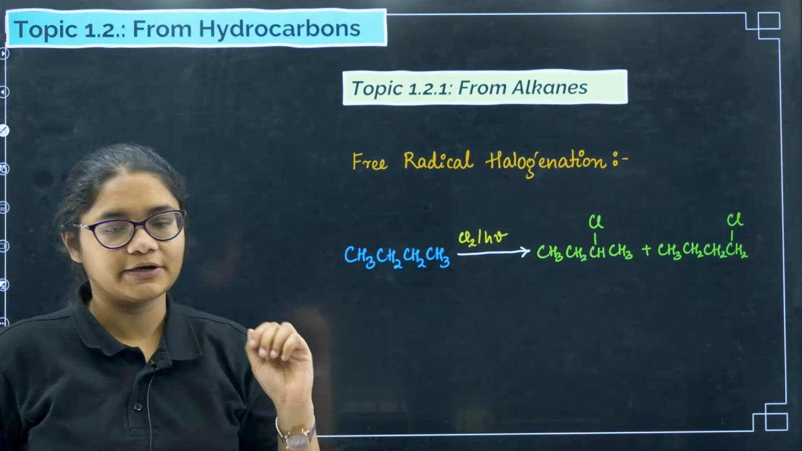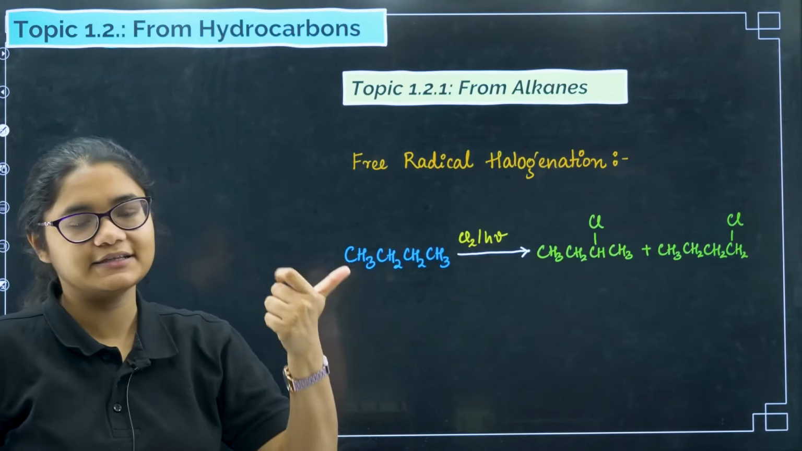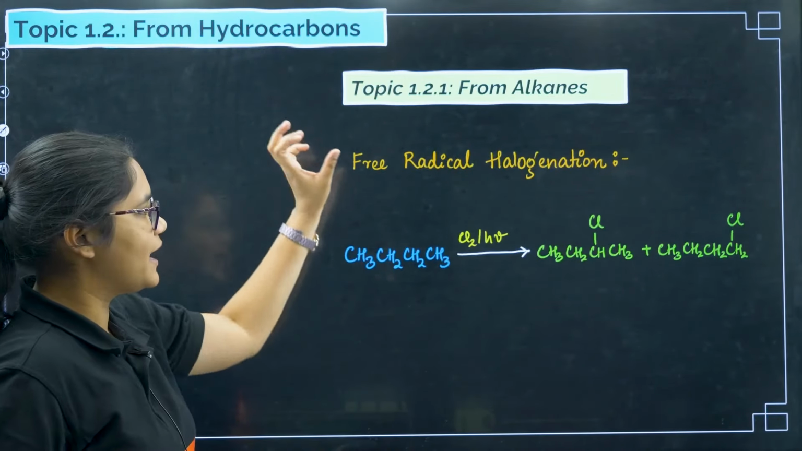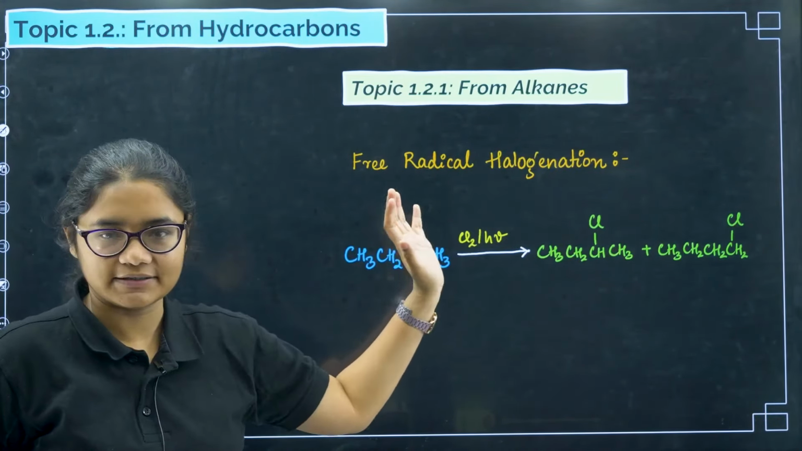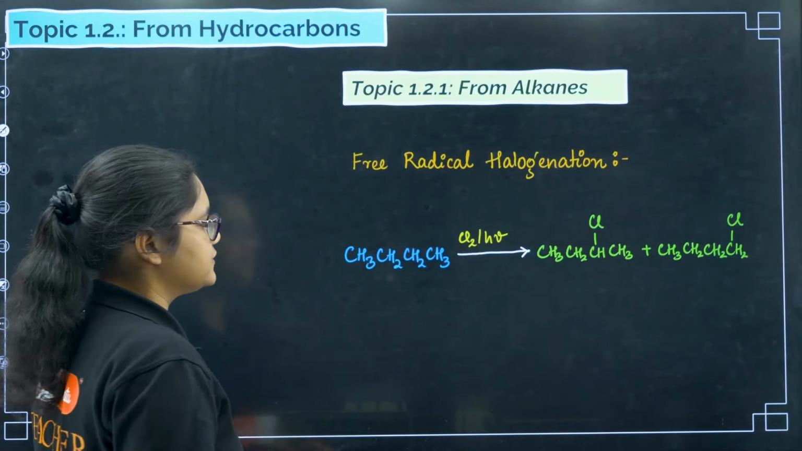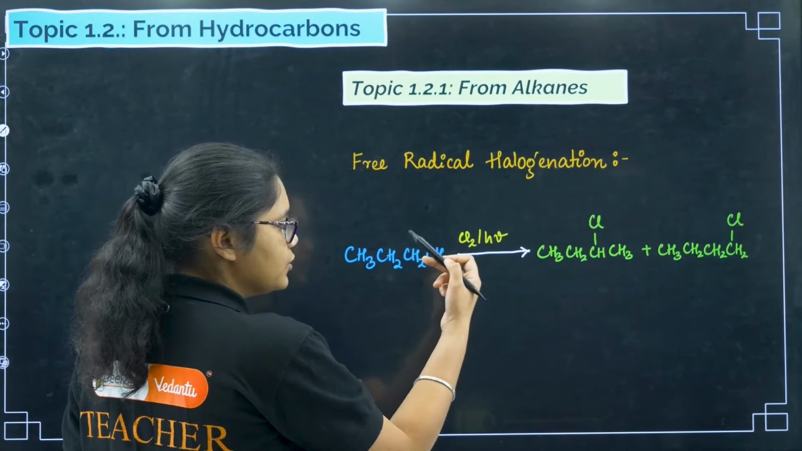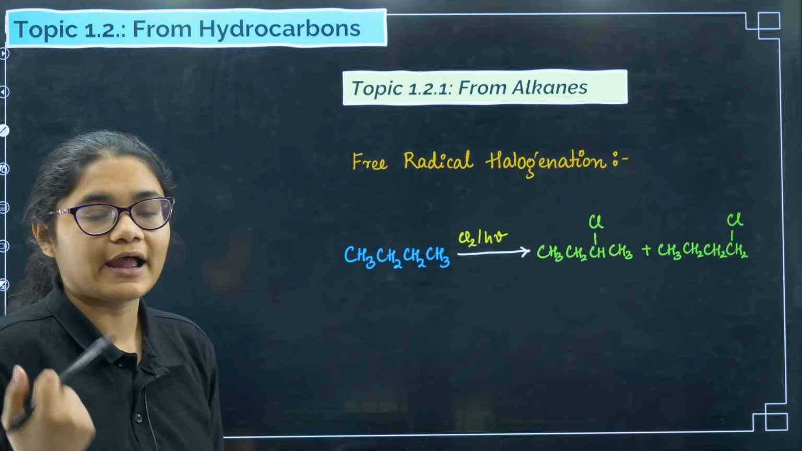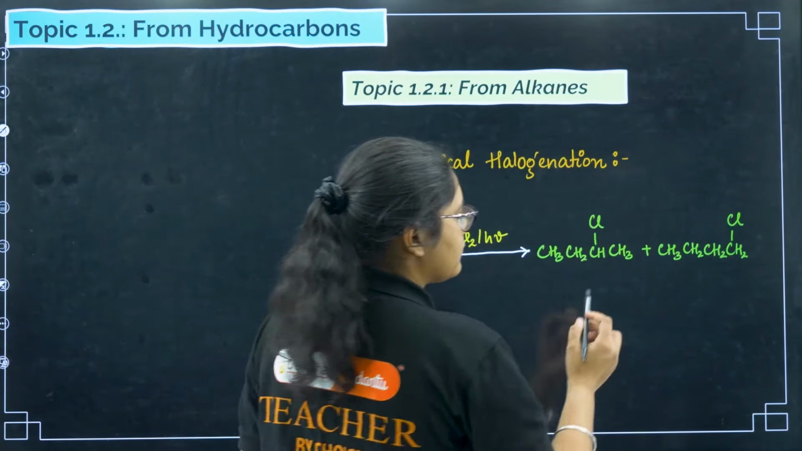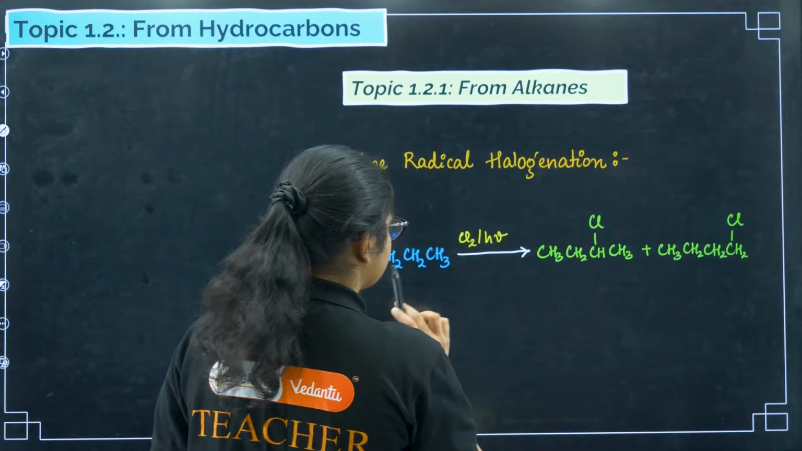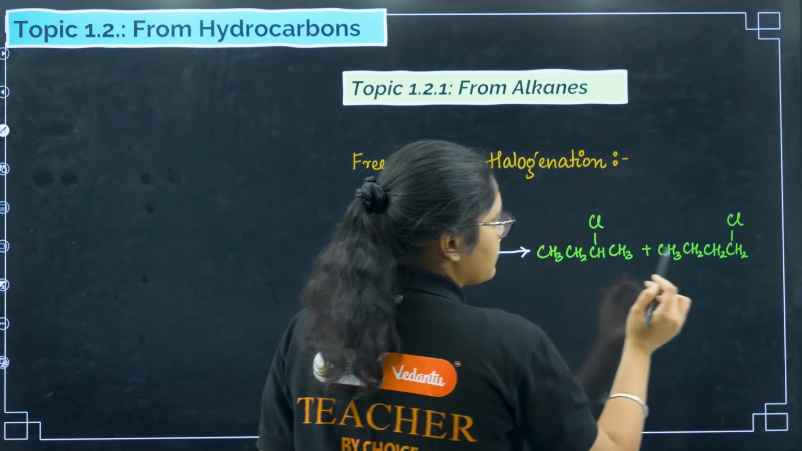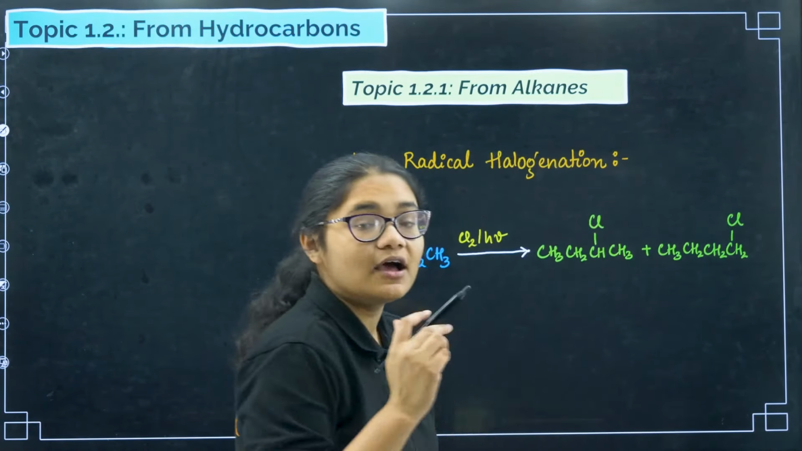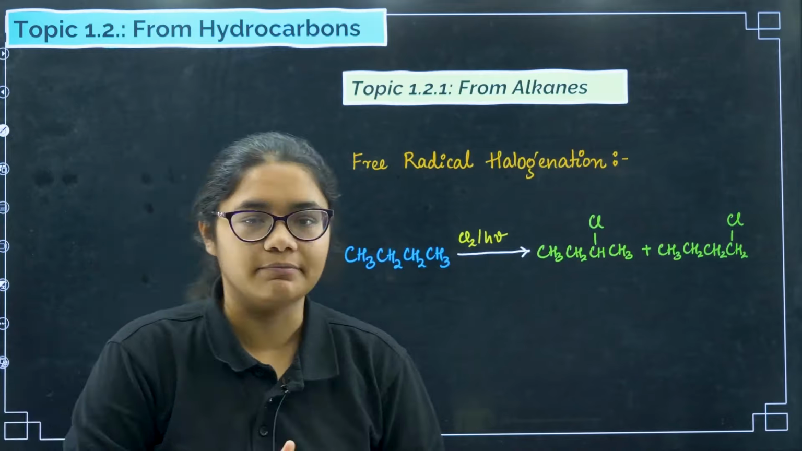From hydrocarbons I told you we have two things, from alkanes and from alkenes. From alkanes the free radical mechanism is there. Free radical halogenation. So CH3CH2CH2CH3, if you treat it with chlorine and light, all the hydrogens can be replaced. You can get one product where this hydrogen is replaced, and one product where this hydrogen is replaced. Means the different types of hydrogen can be replaced.